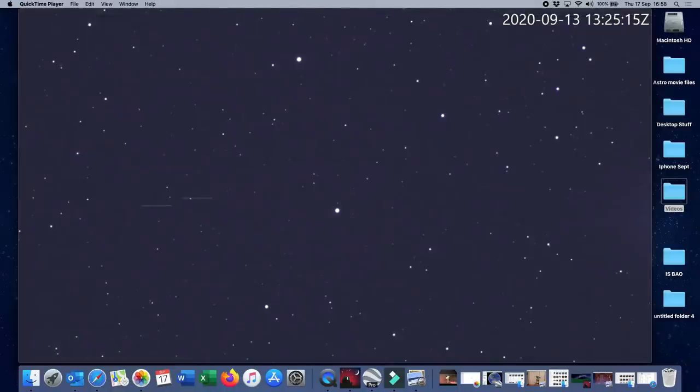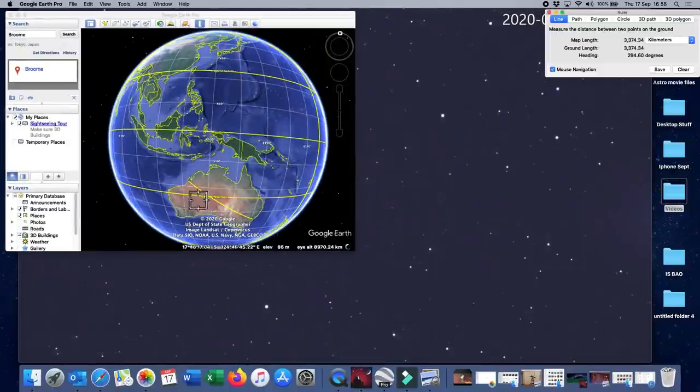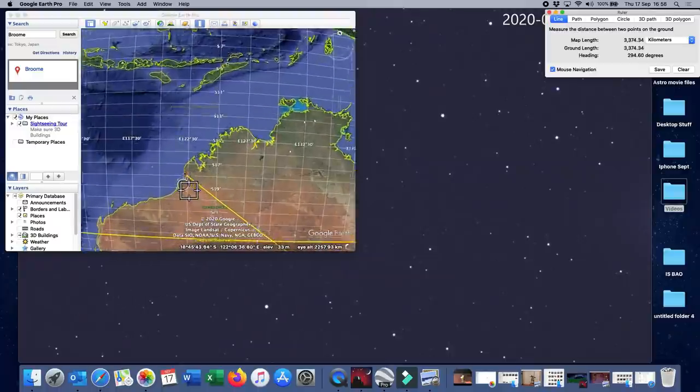So I'll play two clips now, which are time-lapse footage of satellites entering and reappearing from the Earth's shadow in Broome. And one of the benefits of Broome is that we are a long way from light pollution. I was actually down at the port, which is to the south of the Broome township itself.